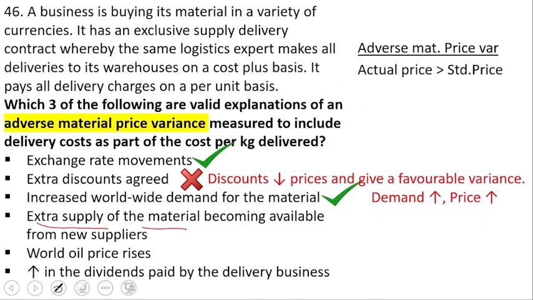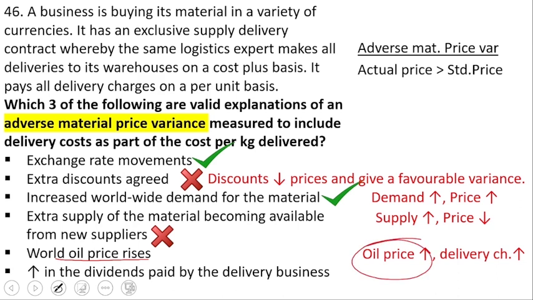Extra supply of the material becoming available from new suppliers. Whenever there is an increase in supply, the price will reduce, which means that the actual price will reduce, which will not result in an adverse material price variance. World oil price rises. Now, when the oil price rises, definitely the delivery charge will also increase. So it will lead to an adverse material price variance.